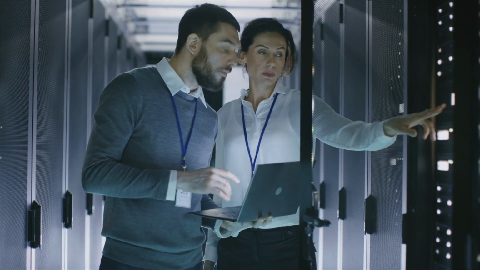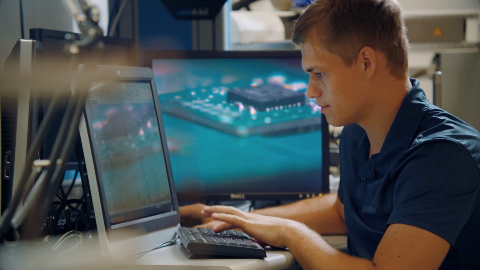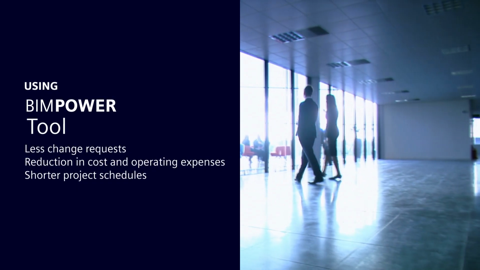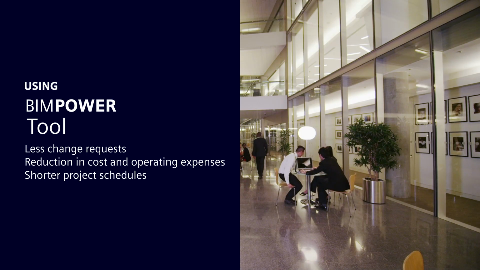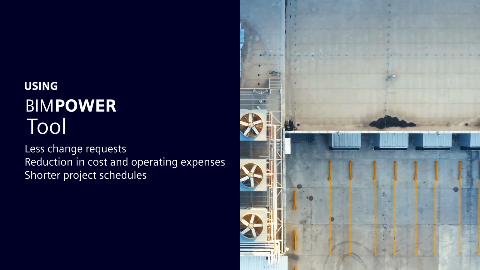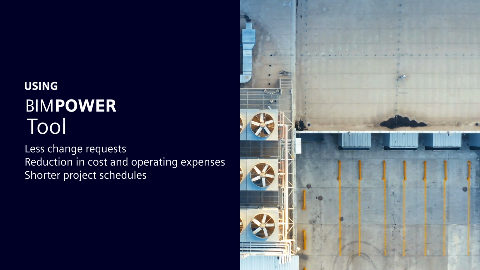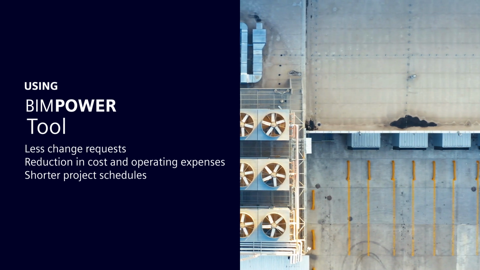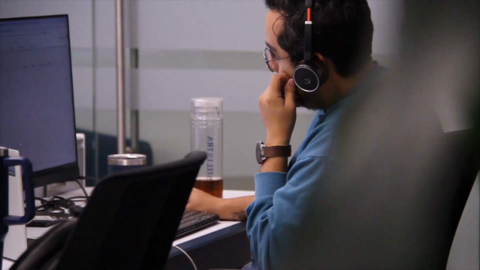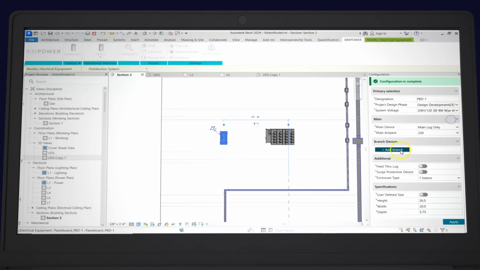Using the Bimpower tool can potentially lead to less change requests, a reduction in cost and operating expenses, as well as shorter project schedules. To recap, you can reduce waste, improve your scheduling, enhance collaboration, reduce risk, and improve cost savings. Bimpower as a Revit plugin offers endless configurations, real-time data, and seamless integration with Siemens Compass.